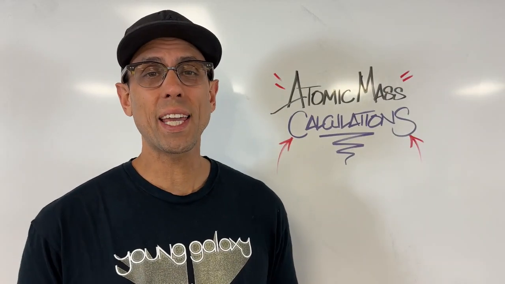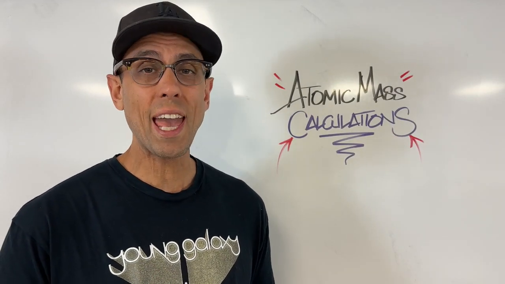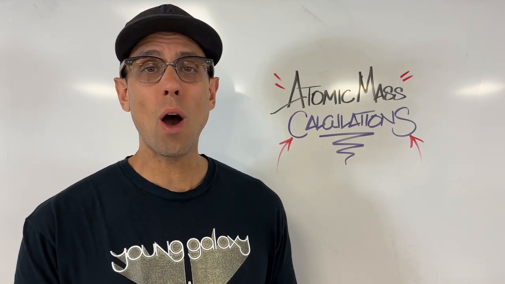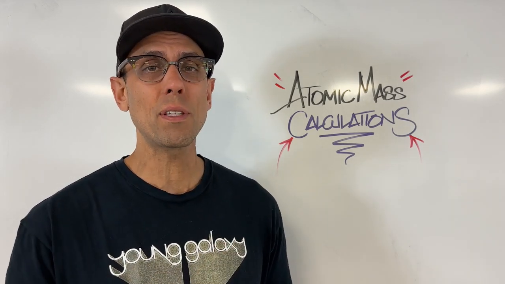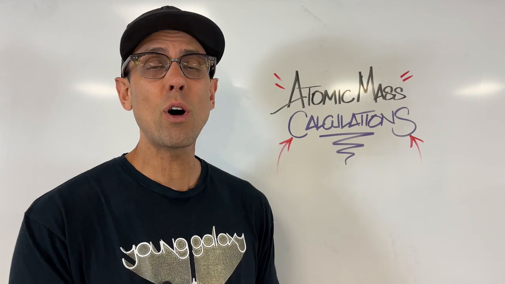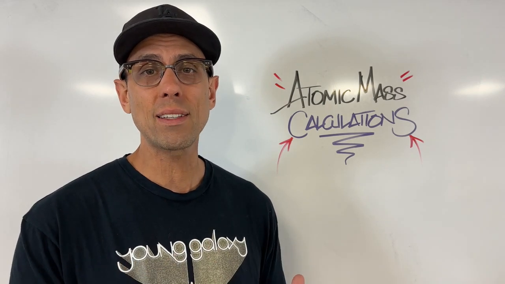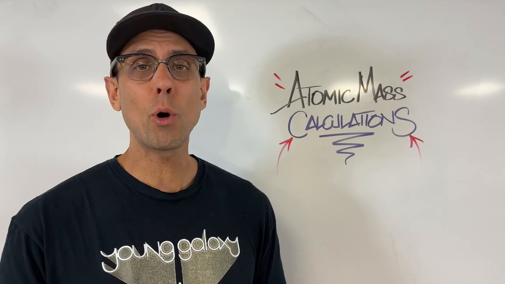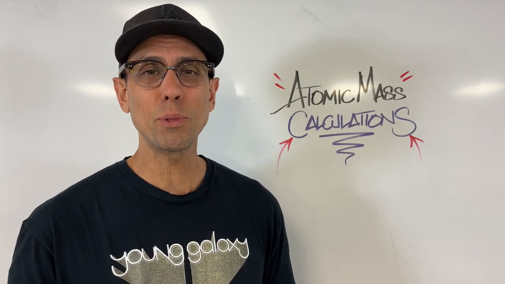Hi friends, thanks for checking out this video where we're going to be covering AP Chemistry topic 1.2. In this video, I'm going to show you two specific types of calculations that are involved in determining atomic mass. The first one is a bit easier, the second one more challenging, but we're going to make them both as clear and direct as possible for you.